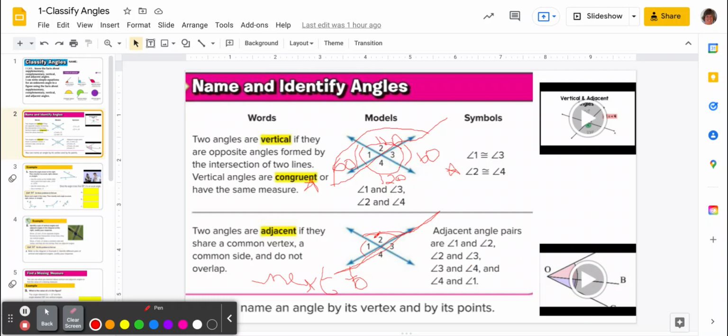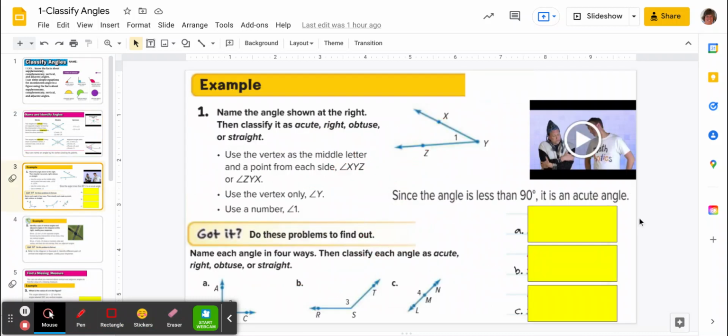So I can say that this angle is angle 2. I can say that this angle is angle 1, angle 4, angle 3. Once again, I know that angle 2 and angle 4 are congruent because they are vertical. I know that angle 1 and angle 3 are congruent because they are vertical. And next slide. So now when I classify angles, I have to be able to name them in multiple ways, and I have to be able to know whether they are acute, obtuse, right, or straight.